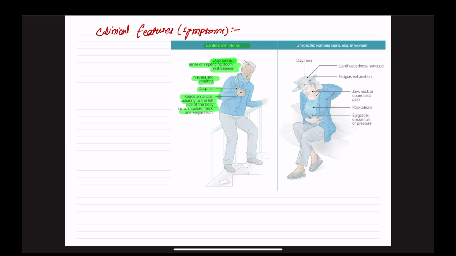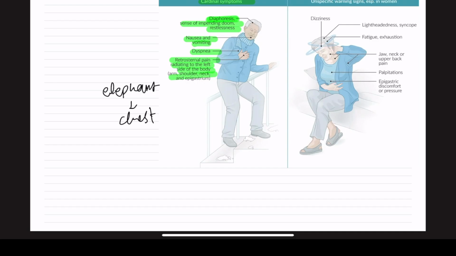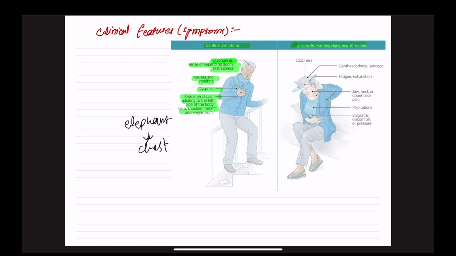Whenever a person who is suffering from a heart attack, they usually say that an elephant is sitting on their chest. That means that there is a heavy pressure, that there is a belt around their chest and someone is squeezing the belt. Unspecific warning signs, especially in women: dizziness, lightheadedness, syncope, fatigue, exhaustion, meaning they feel like they have run a marathon. Jaw, neck pain, upper back pain, palpitation, epigastric discomfort, pressure.